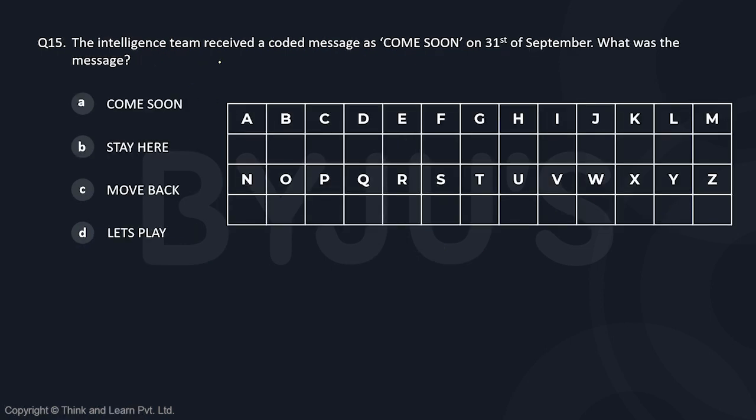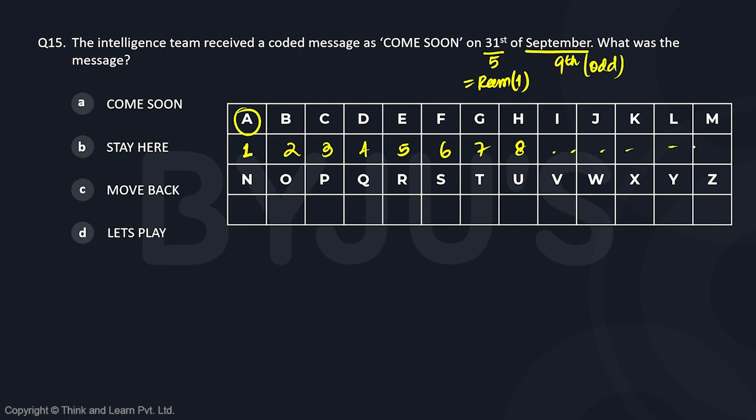Question number 15. The intelligence team received a coded message as "come soon" on 31st of September. What was the message? The date is 31, which when divided by 5 will give us the remainder as 1. That means we will start with A as the first. Now we will move from left to right or vice versa. It depends on the month. September is the 9th month of the year, which means that this is odd. So it should go as the usual sequence.